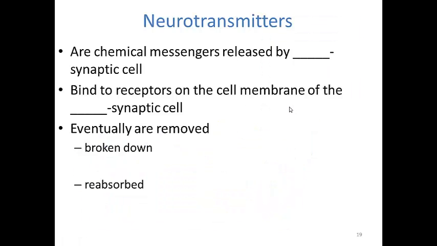So neurotransmitters are the chemicals that are released by the presynaptic cells. Neurotransmitters bind to receptors. If you remember, neurotransmitters and hormones are the main communicating chemicals used by the human body, and they always bind to receptors. So neurotransmitters and hormones both bind to receptors. So the neurotransmitters bind to receptors that are located on the cell membrane of the postsynaptic cell. If you remember, it's the job of the postsynaptic cell to receive the neurotransmitter.